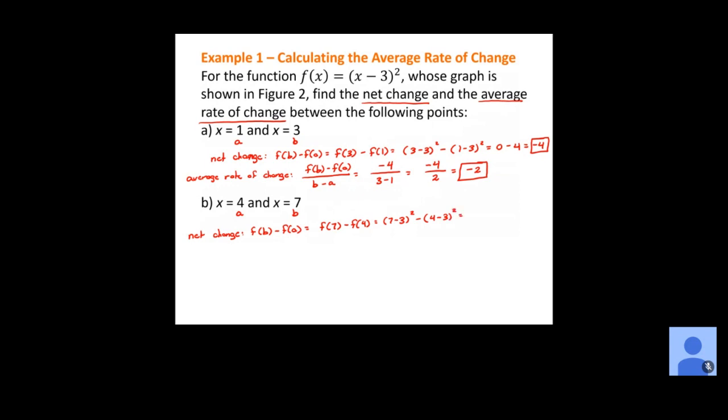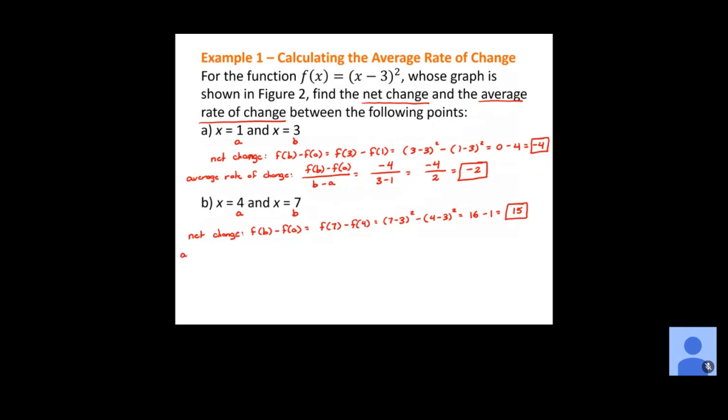And then simplifying that, 7 minus 3 is 4. 4 squared is 16. 4 minus 3 is 1. 1 squared is 1. And then 16 minus 1 is going to give us 15. And so our net change is going to be 15 for that one.